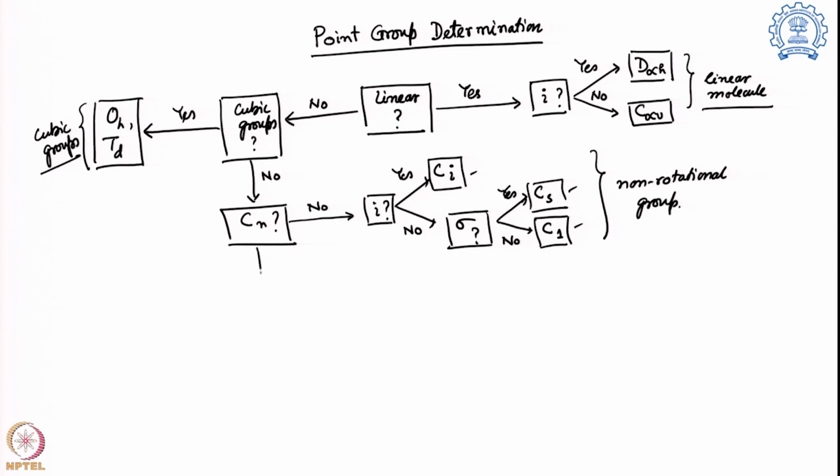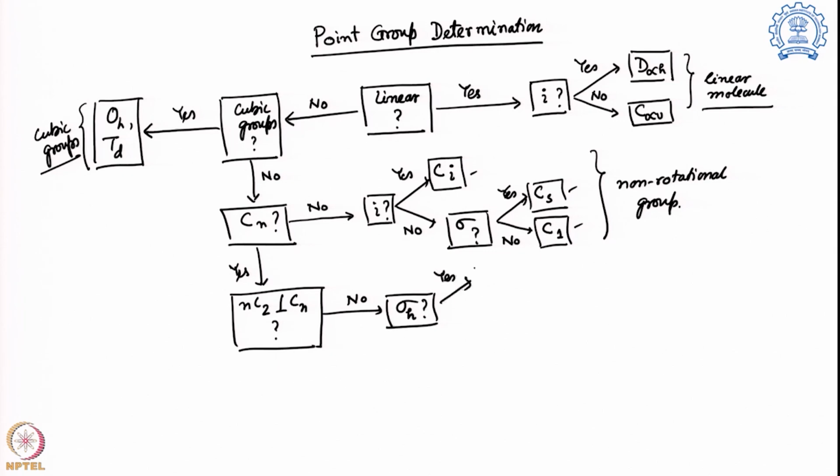But if the molecule has a Cn present, then we can be in either the single axis rotation group or the dihedral group, and the factor that differentiates between them is this one: do you have n number of C2 axes perpendicular to that principal axis Cn or not? If the answer is no, I belong to the Cn based point groups, and there we figure out whether they have sigma h or not. If yes, that will be the Cnh point group.